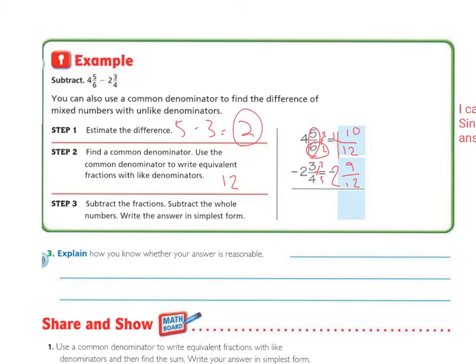So now I have 4 minus 2. I'm going to do my whole numbers first. 4 minus 2 is 2. And then I have 10/12 minus 9/12, which is 1/12. So the answer is 2 1/12.